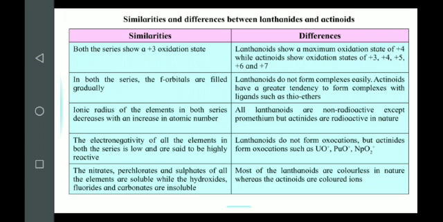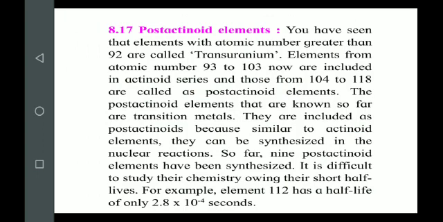Now the last one: most of the lanthanoids are colorless in nature, whereas actinoids are colored ions. Actinoids show color, whereas lanthanoids are most of the time colorless. Now, what are post-actinoid elements? The elements which come after actinoids would obviously be called post-actinoid elements.